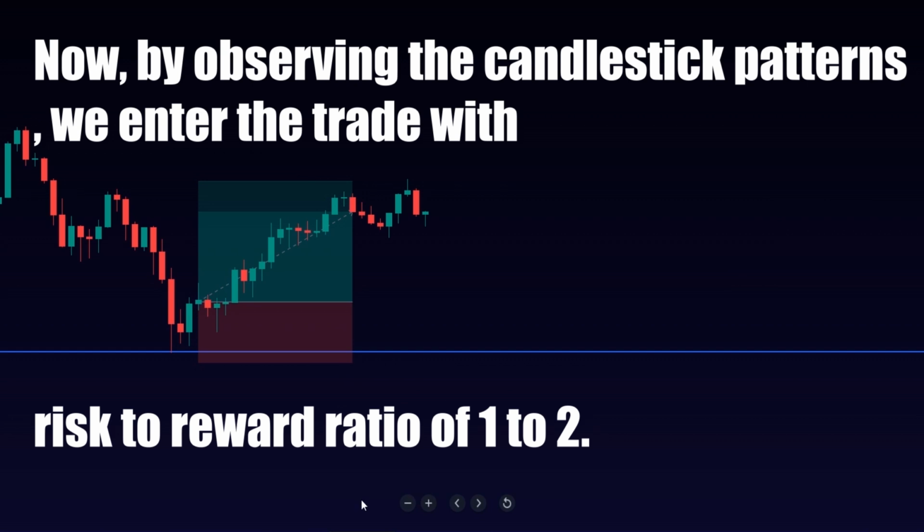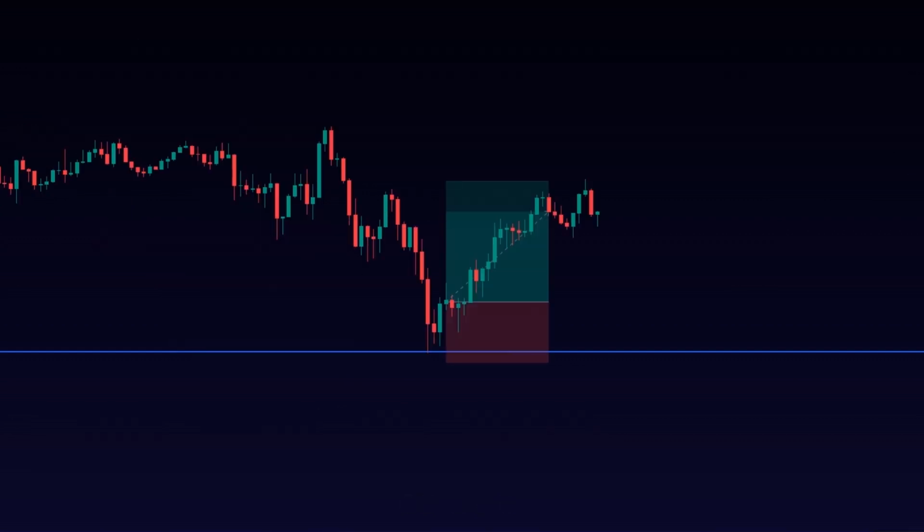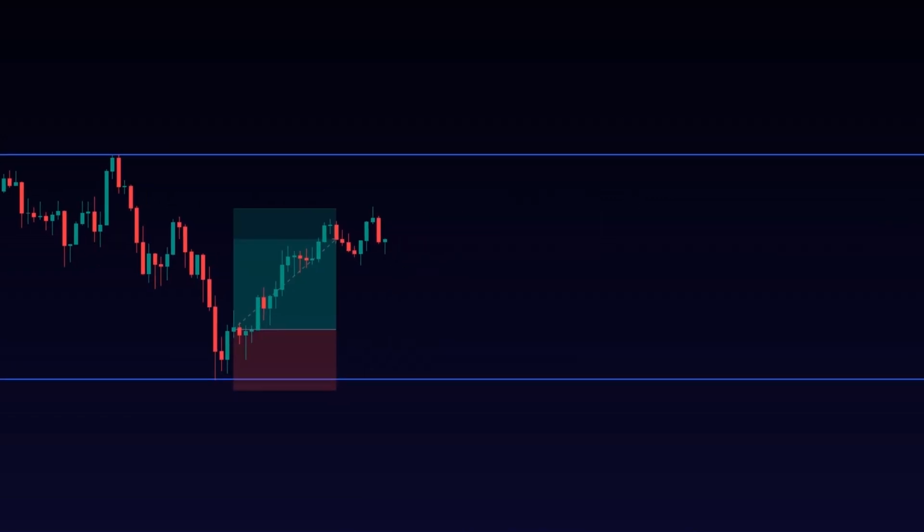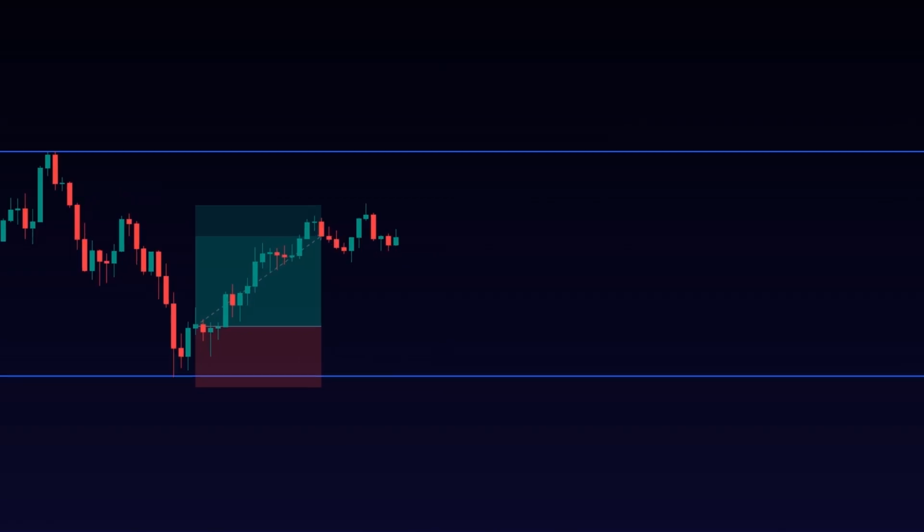Let's take another example. As you can see, we have another support level here. If the price reaches it and reacts well, and we see the candlestick patterns here, we enter a buy or sell trade. Let's see what happens. As you can see, the price did not reach our desired level. If the price reaches this level again, we will look for the formation of a morning star pattern and enter a buy trade. Let's see what happens.